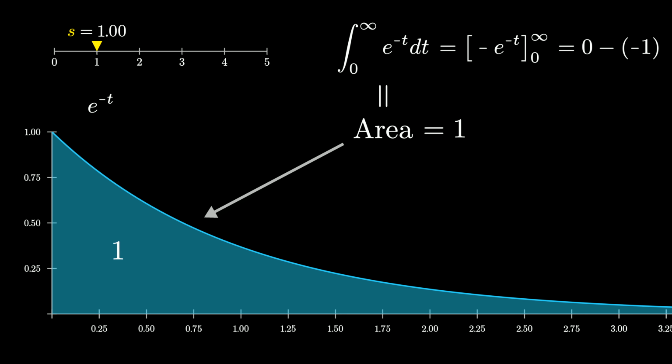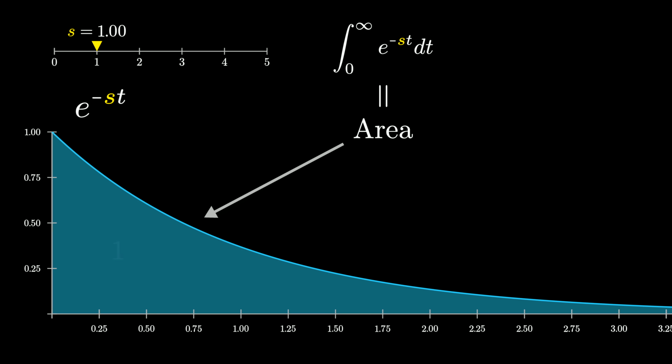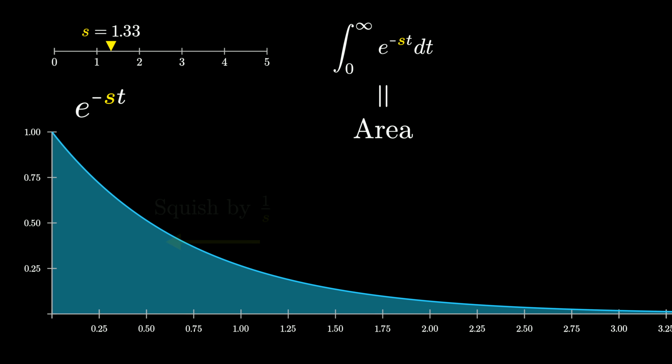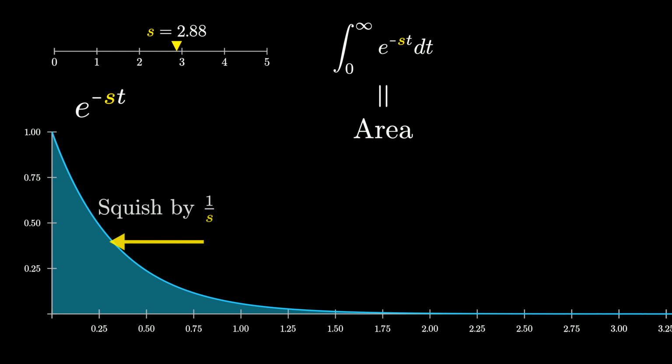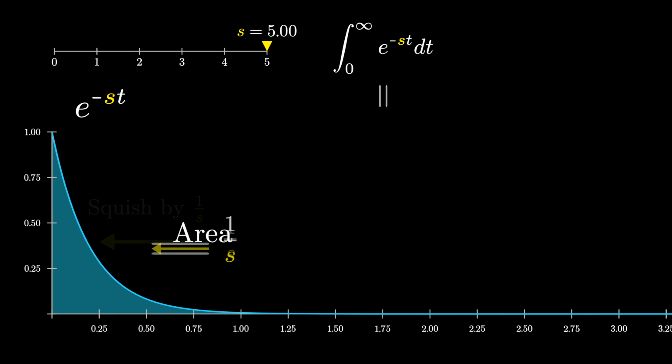I guess that means that all the area under this infinite tail is exactly enough to fill in the rest of this unit square. And then if we reintroduce that value s and set it equal to something that's not 1, the effect is to squish the graph in the horizontal direction. That's always the effect if you multiply the input of a function by some constant. And so the area under this graph, which started out as 1, must now be 1 divided by s.